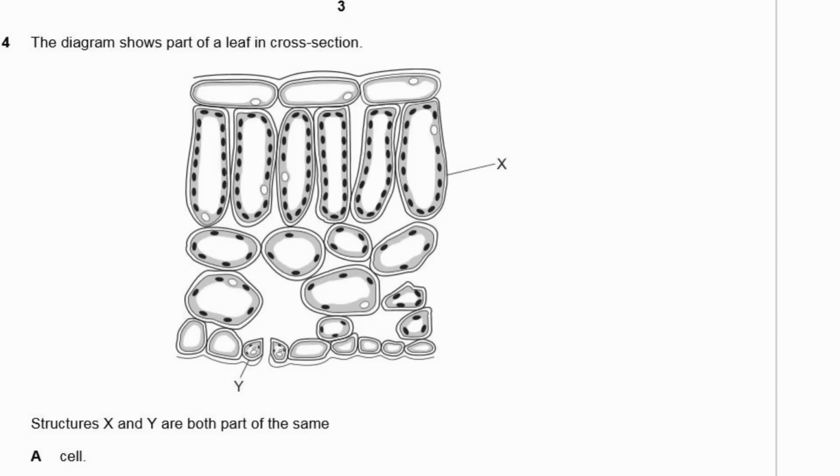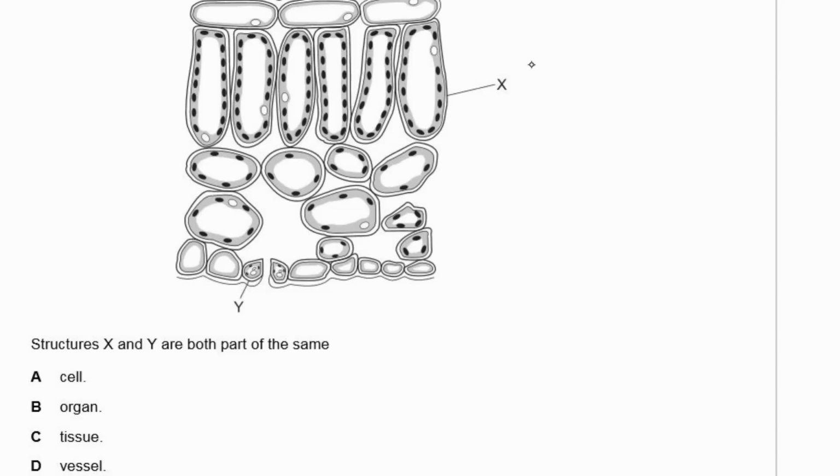Question 4. The diagram shows part of a leaf in cross-section. Structures X and Y are both part of the same what? Okay, structure X, that is a palisade mesophyll cell. And structure Y, that is a guard cell. So are they part of the same cell? No, they're different cells. Are they part of the same organ? Well, yeah, they're both part of the leaf. A leaf is an organ, so I would say that looks like a good answer.